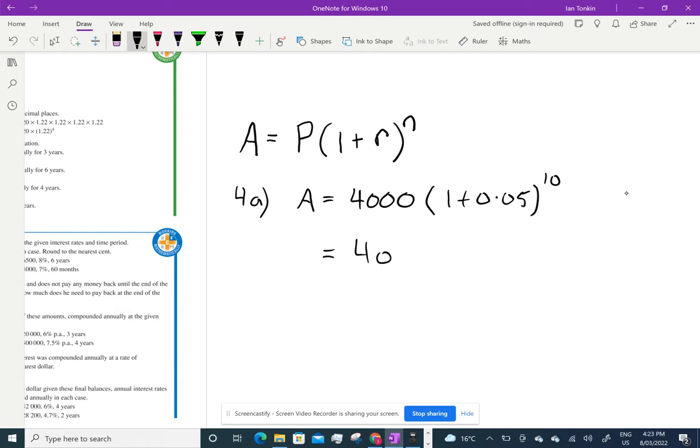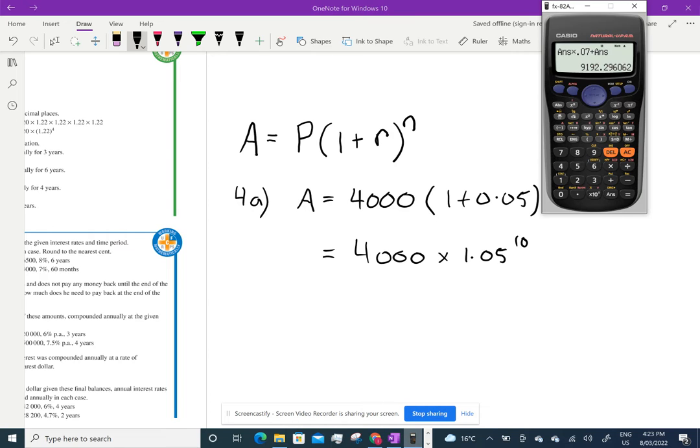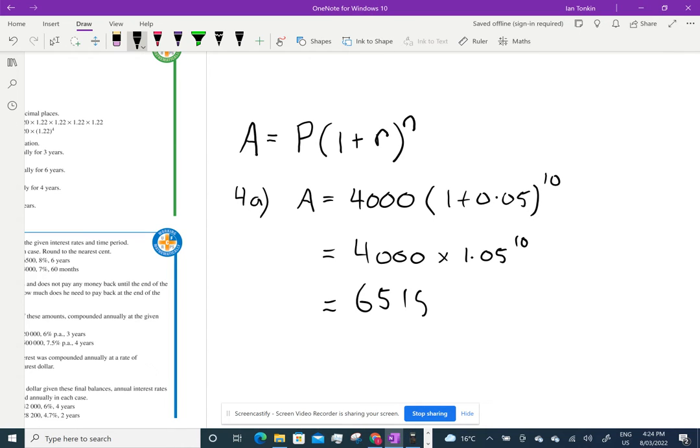Now, if you can go straight to this, you are good. It makes it easier in your calculator. 1 plus 0.05 is just 1.05 and the 10. And you don't need your parentheses in. You'd get the same answer if you did it. So 4,000 times 1.05 to the power, use your power button there, 2 buttons above the 9, to the power of 10. And away you go. And there is your answer, 6515.58. Now that's how much money is in the bank or in the investment or wherever it is.